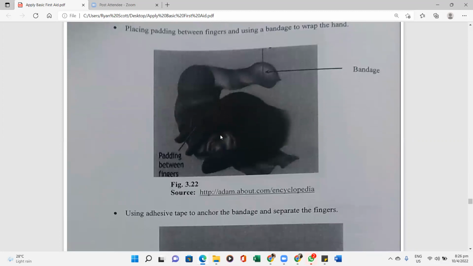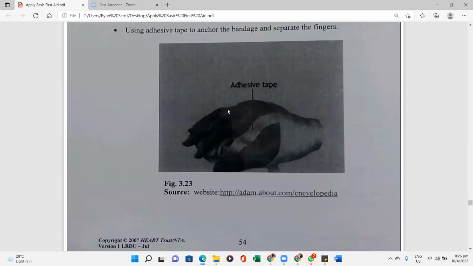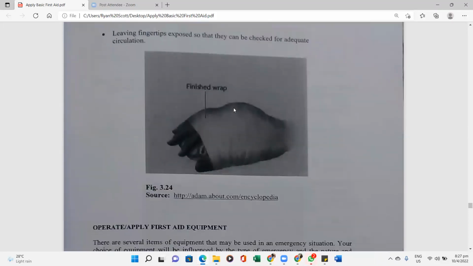Right. So you see, they literally wrap the fingers and the hand into the soft ball. You see they're rolling the bandage over the hand. Scroll down. And they use tape to anchor it down so that it doesn't fall out and doesn't come loose. Scroll down. And that's the finished product there. All right, scroll down.